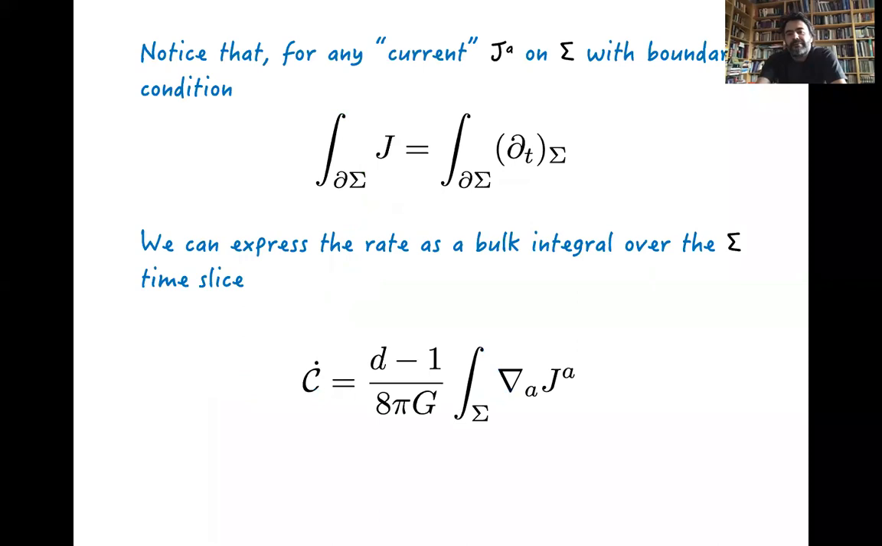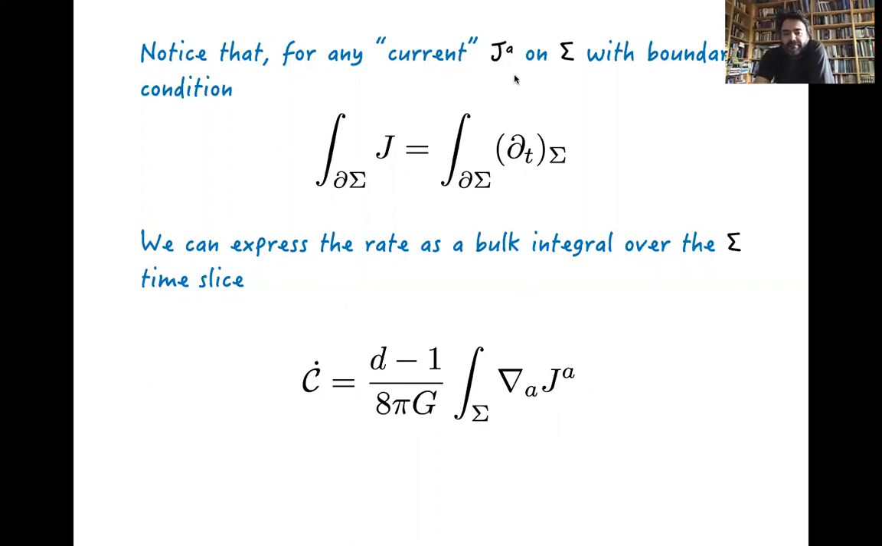Now, an obvious remark is that if I have any current, any vector field defined on sigma, which has the boundary condition that is equal to the pullback of the time translation vector near the boundary, right? So it has the same integral. Then I can rewrite C dot using Stokes' theorem as an integral over sigma, assuming there are no singularities in any place, an integral over sigma of the source for this current, okay? And then this is just an identity.